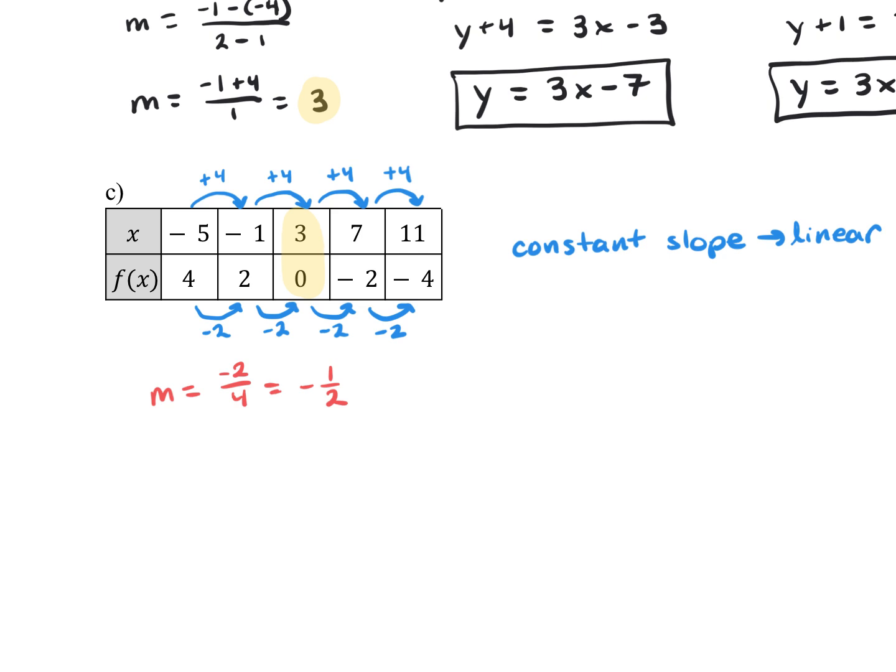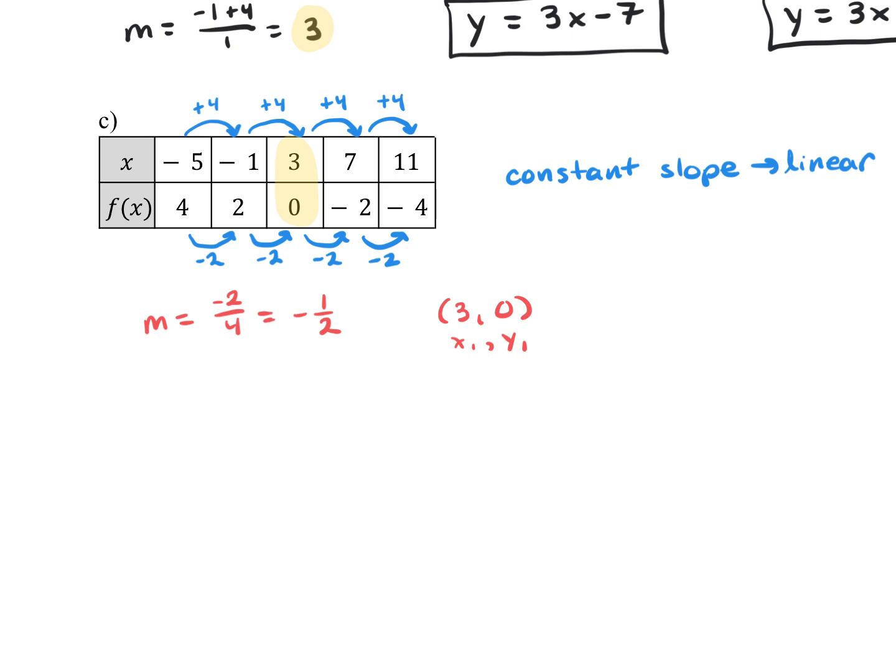I'm going to pick this coordinate because it has a 0 in it, but again, you can pick whatever coordinate you want. So I'm going to pick (3, 0), which is going to be x1, y1. And then again, I'm going to plug it into my point slope form. So y minus y1 equals m times x minus x1. So y equals -1/2 x plus 3/2.